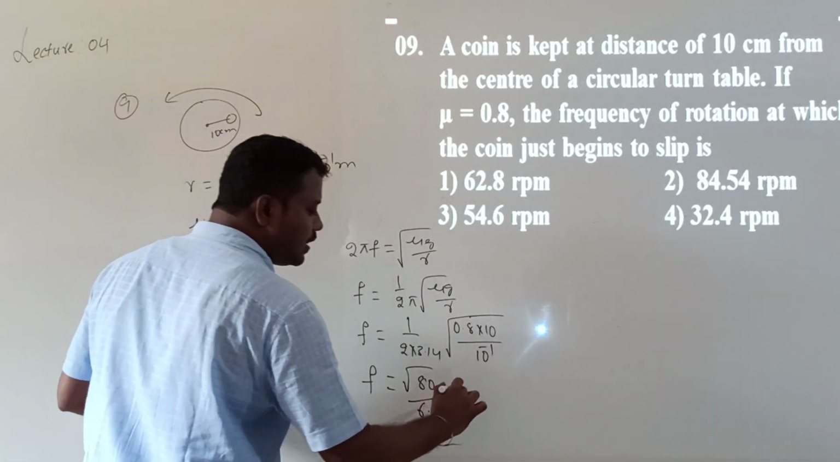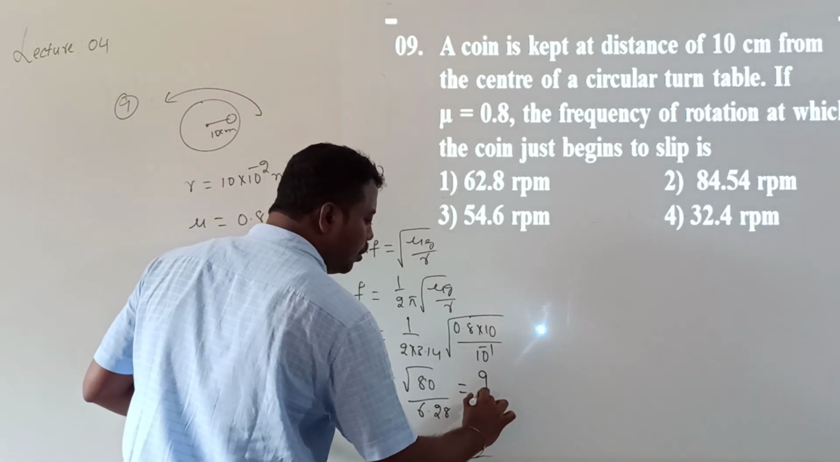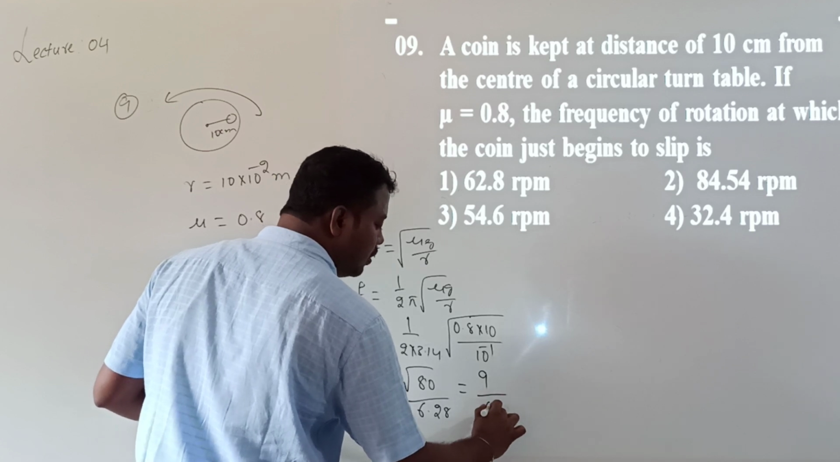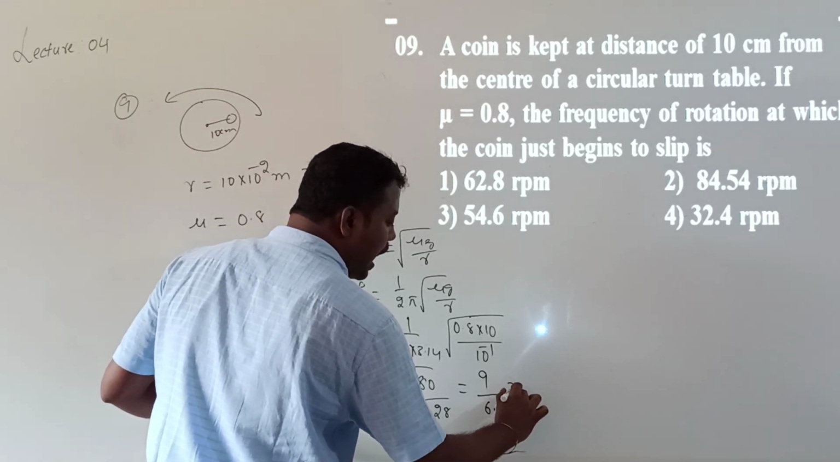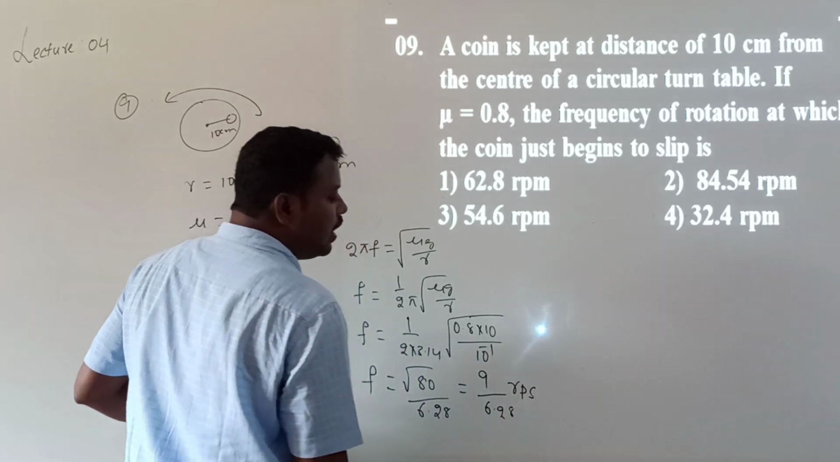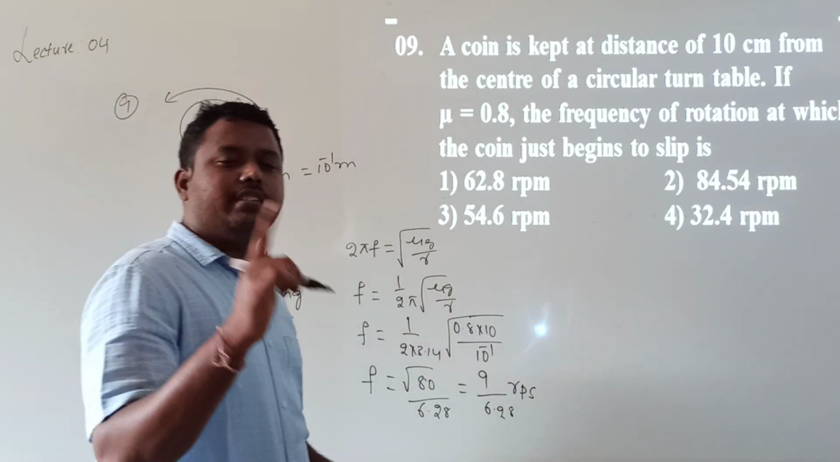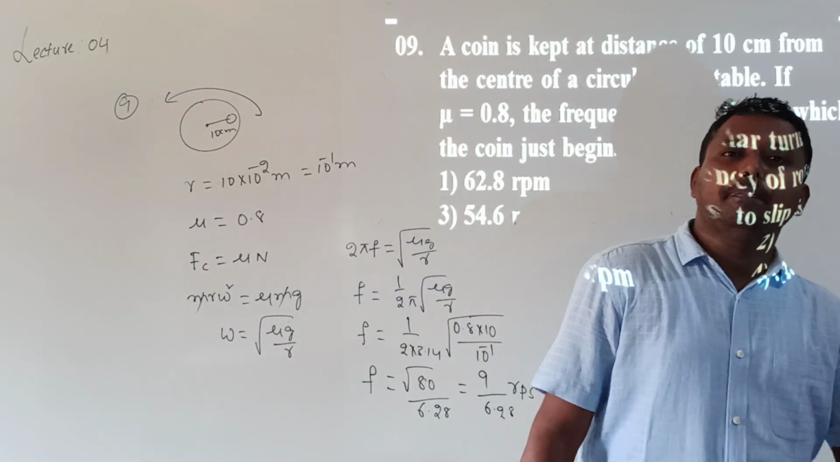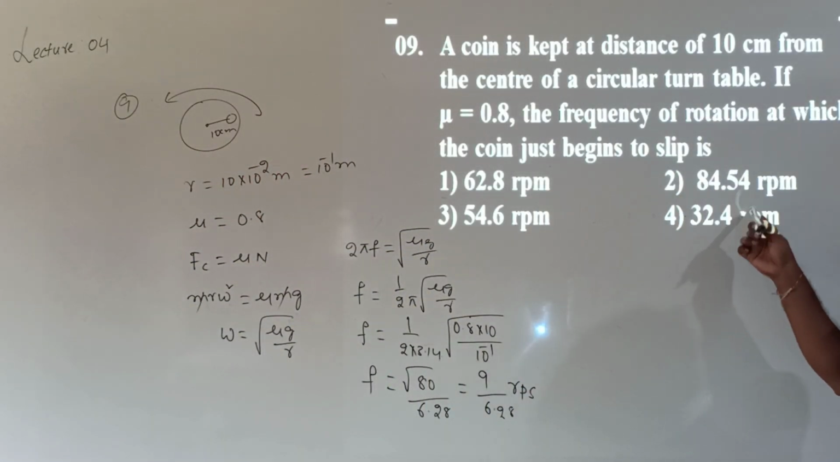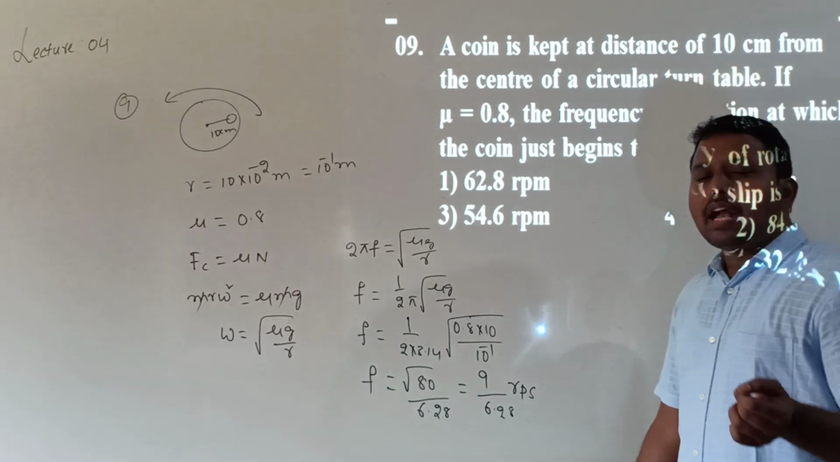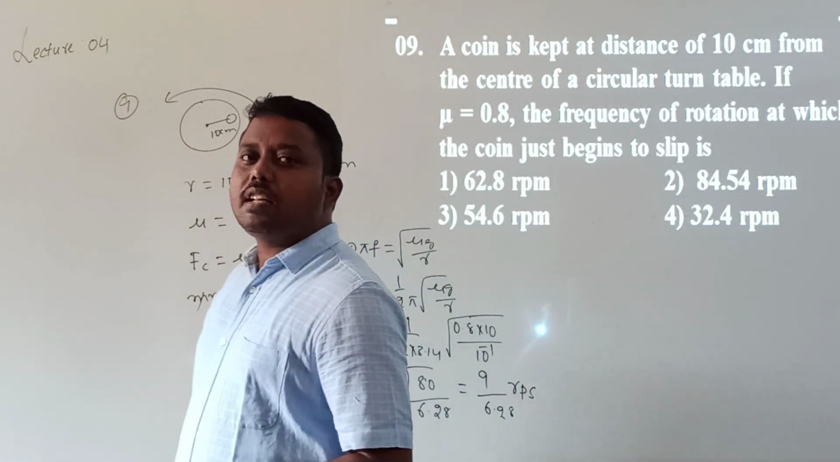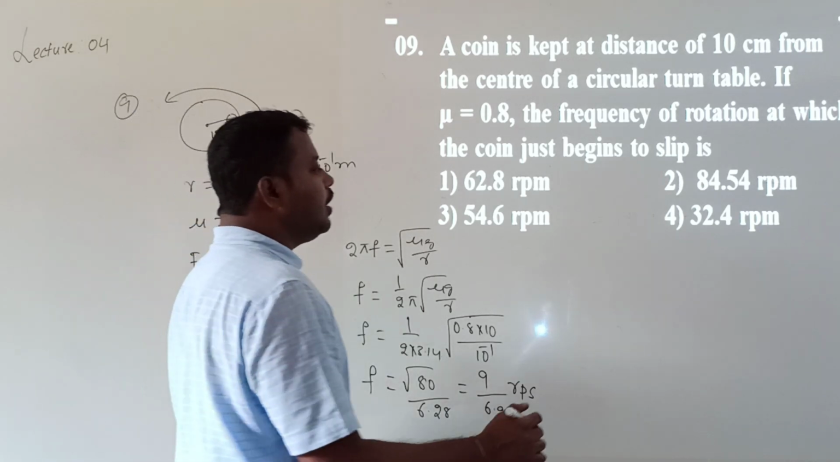Root 80 value is approximately 9, 8.999 something, so we will get 6.28. So this is RPS. RPS means revolution per second. The number of rotations completed in 1 second is called the number of revolutions per second. But in all the options, the answer is given in RPM, revolution per minute. So what is the relation between RPS and RPM?